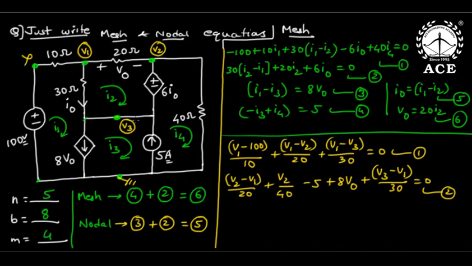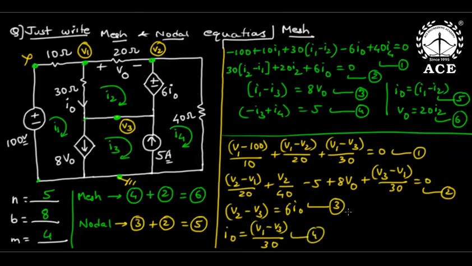Then the difference: V2 is more positive than V3 by 6 I0. So V2 minus V3 is 6 I0. That is equation 3. Link equation: what is I0? I0 is clearly V1 minus V3 by 30, because it is going down. That is 4. And the last link equation I'm writing here. V0 is simply V1 minus V2, because V1 is more positive than V2 by V0. That is equation 5.